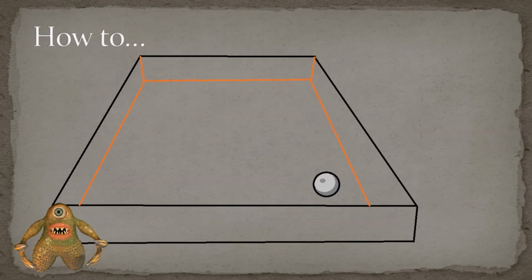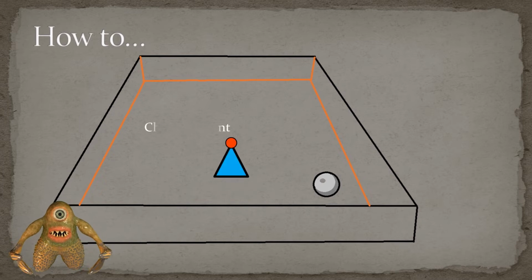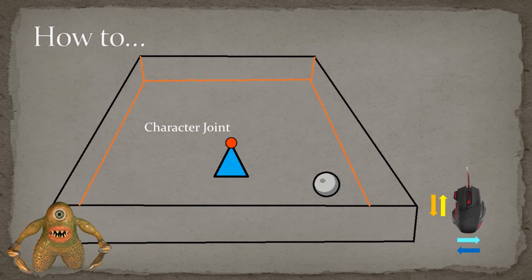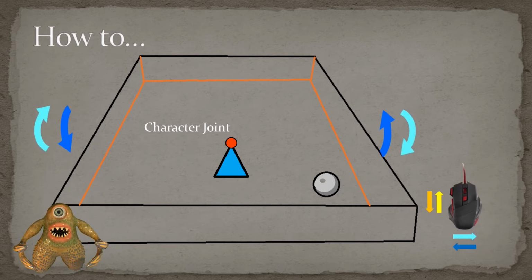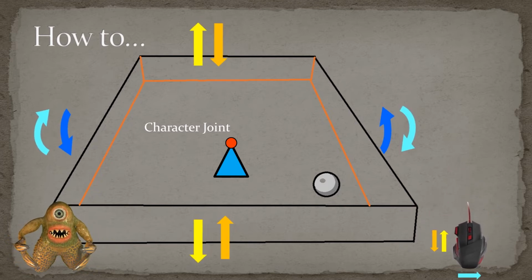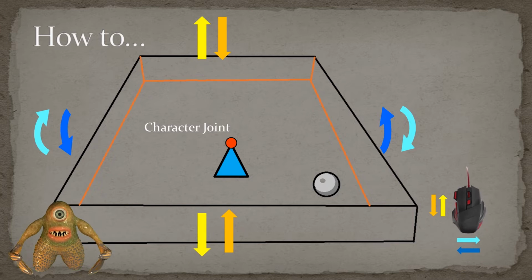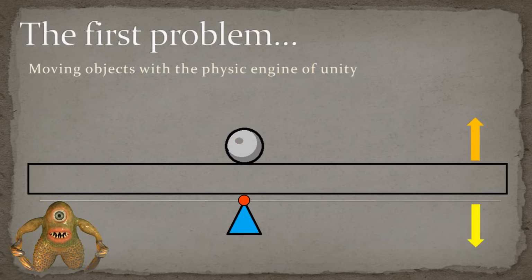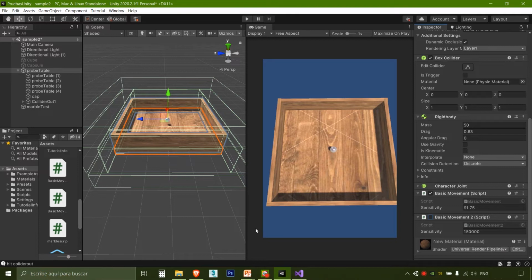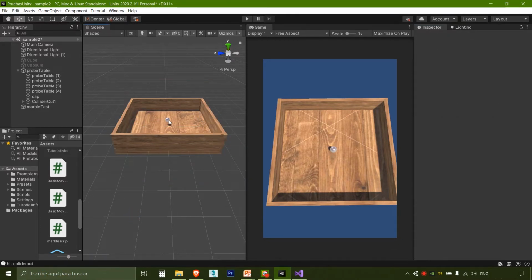So how did I make it? I start with a simple box and a marble. I put a charger joint in the center to move the marble and rotate the table, and this gives movement to the marble. I take the axis movement from the mouse. It should be enough to move the table, and not the table, the box. So here starts the problem. A marble, very simple, right?